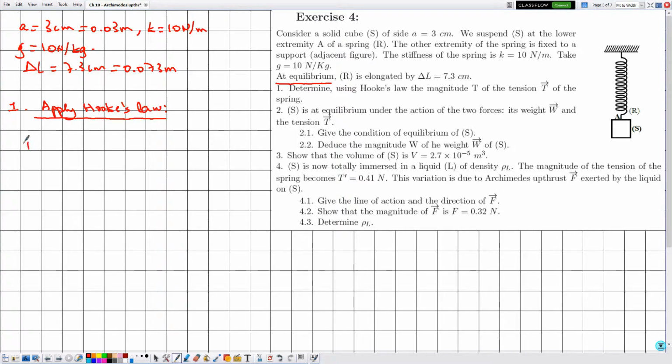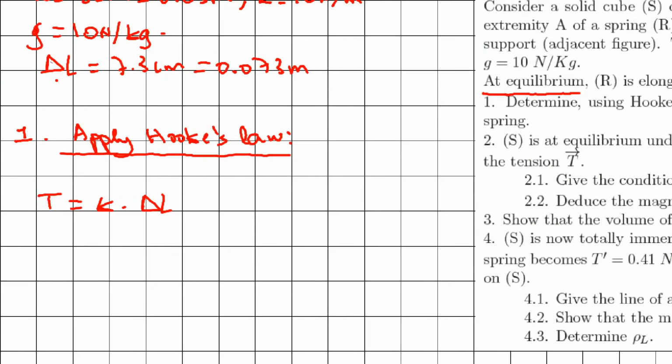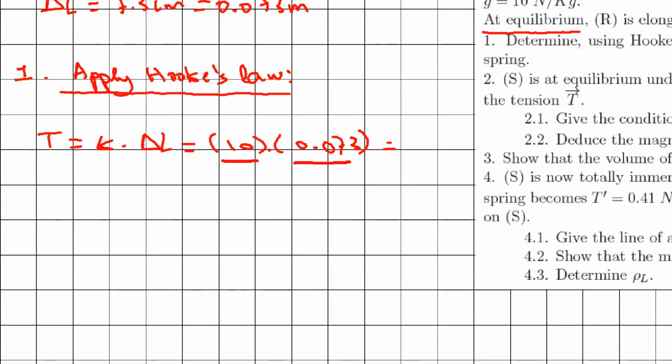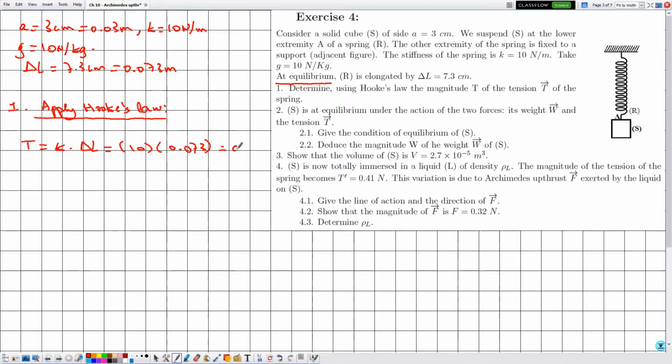Hooke's law is given by the tension T, which is equal to the stiffness multiplied by the elongation, denoted by delta L. The stiffness is 10 and the elongation is 0.073. Since both are in the SI, the value of T will be in the SI, which is in newtons. Then the value of T is given by 0.73 newtons.